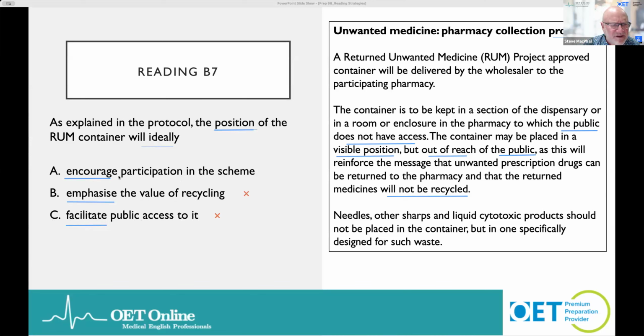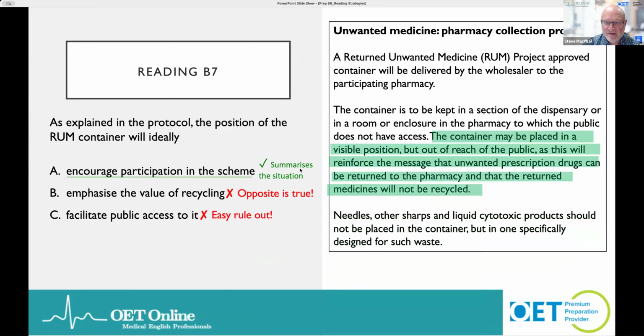But now I'm going to look for my synonyms. Encourage. How do we do it? Must be placed in a visible position. I guess that would encourage. This will reinforce the message. Oh, reinforce. That's a bit like encourage, isn't it? Reinforce the message that unwanted prescription drugs can be returned. Okay, so that means they can be. That means you can participate. You can return. Definitely our answer is going to be A. And we've got our synonyms and it summarizes it. There's our answer. All right.